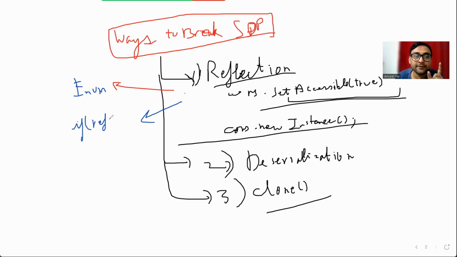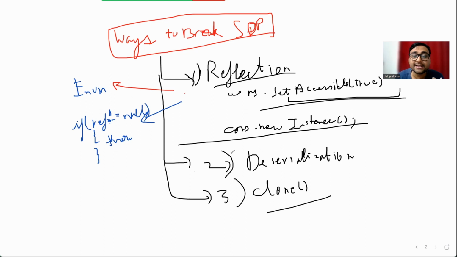If this reference is not equal to null, then we will throw a new IllegalArgumentException, or any exception of your choice. There is no issue with that. So you can check directly: if the reference is not equal to null, then you can throw the exception. This way we can manage, and we can avoid breaking the singleton using reflection.